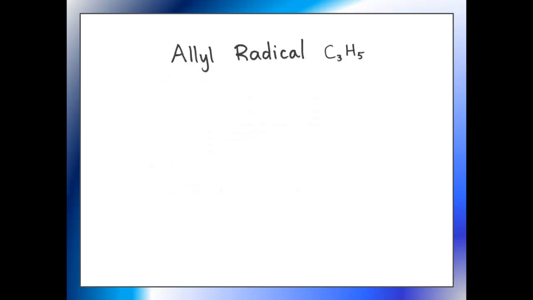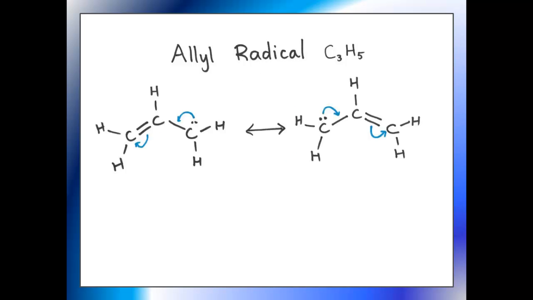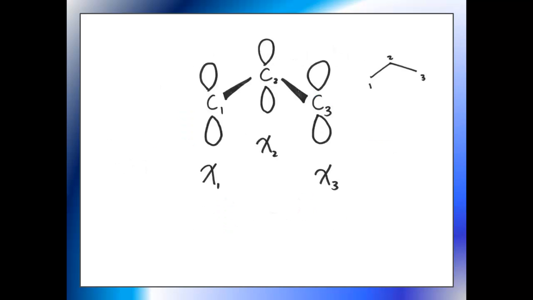So, let's look at the simple case of an allyl radical, C3H5. It's a planar molecule with 3 unsaturated carbon centers. You might be familiar with the Lewis structure. We can see that it is in resonance. To model the system, we ignore the orbitals involved in sigma bonding and just look at the orbitals in the pi system, namely the 3 pz atomic orbitals.